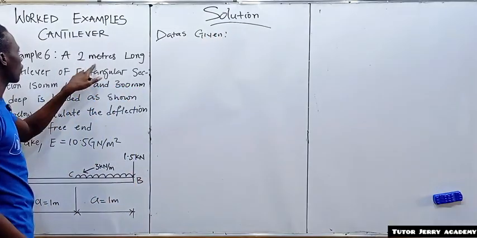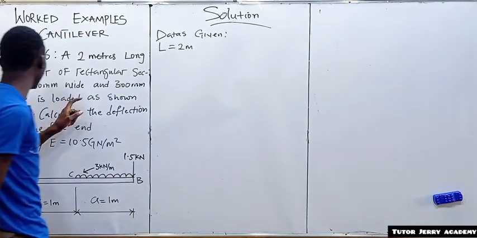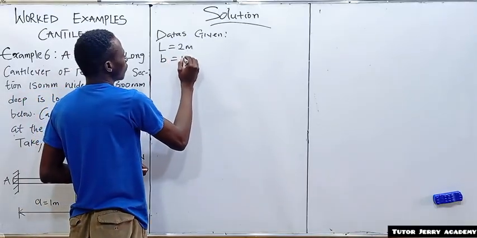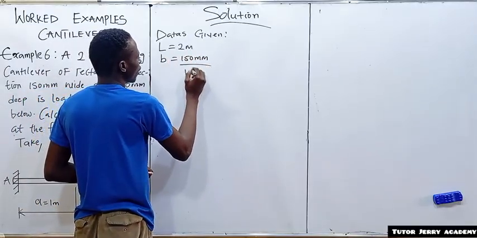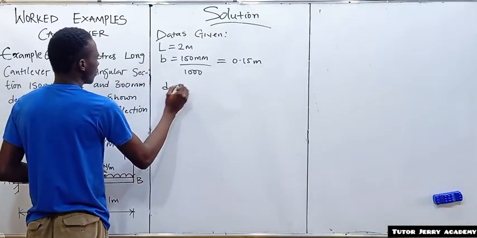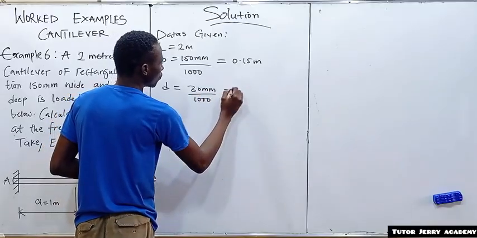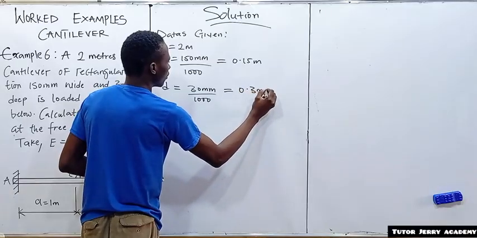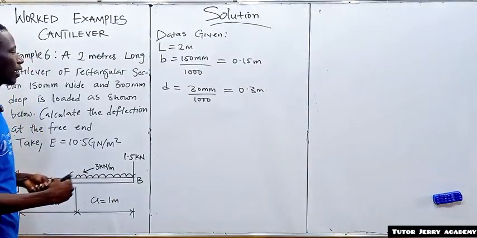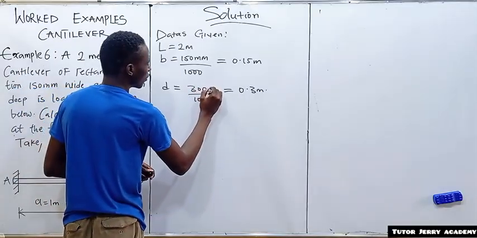So first we have a length of 2 meter. L is equals to 2 meter. Secondly, we have a breadth of 150 millimeter. If we divide by 1000, we are going to get 0.15 meter. Our depth is equals to 300 millimeter. If we divide by 1000, this will be equals to 0.3 meter. Now we can calculate our value for I. This is 300, not 30. Take note, this is 300 millimeter.